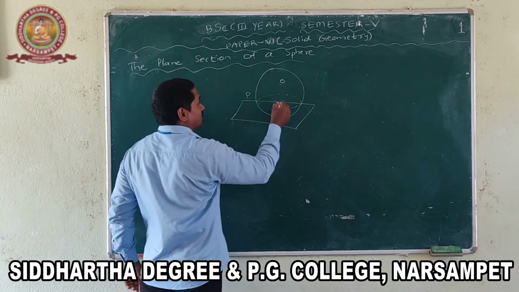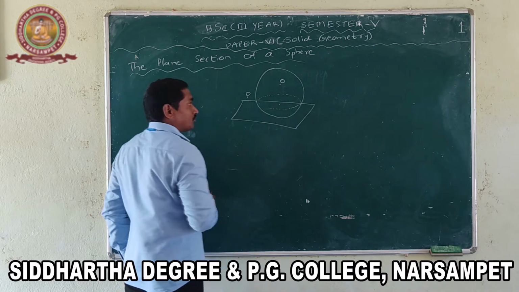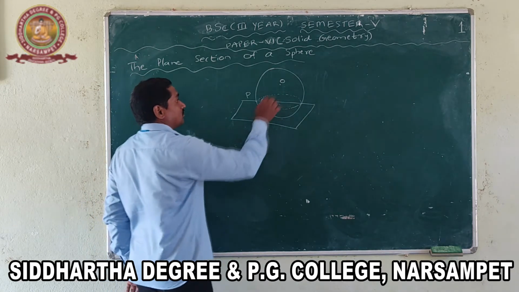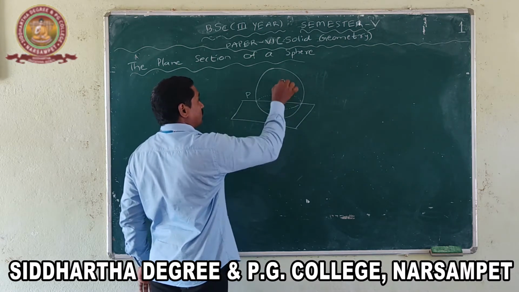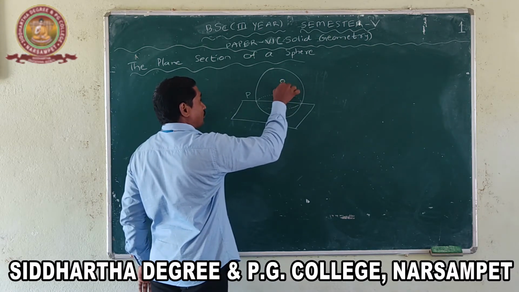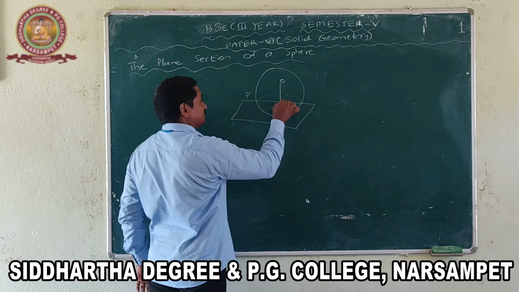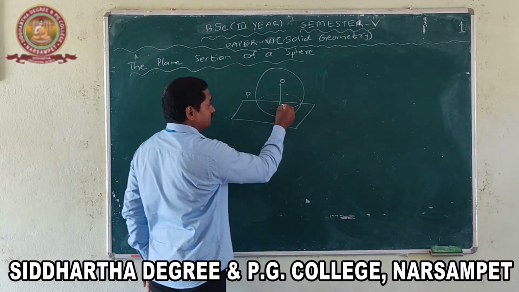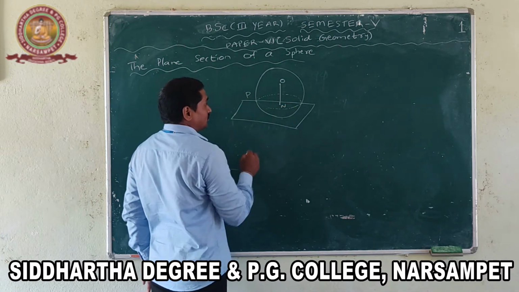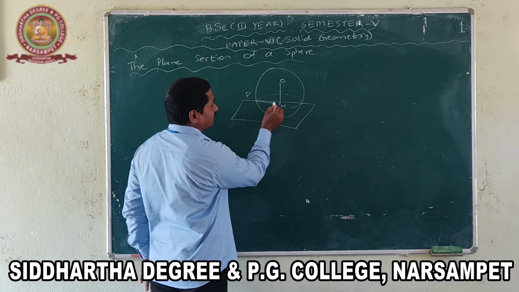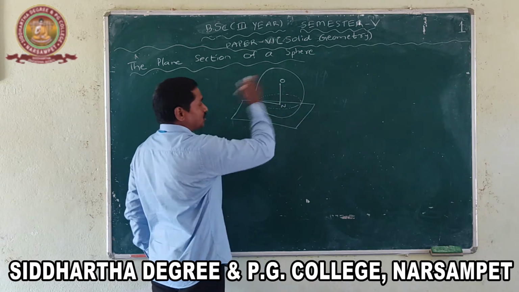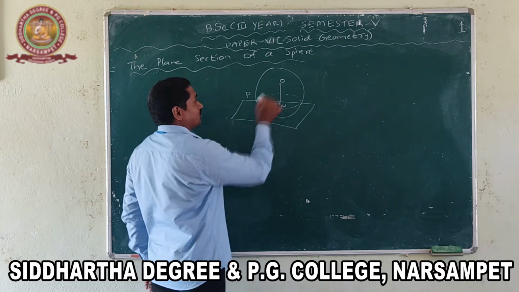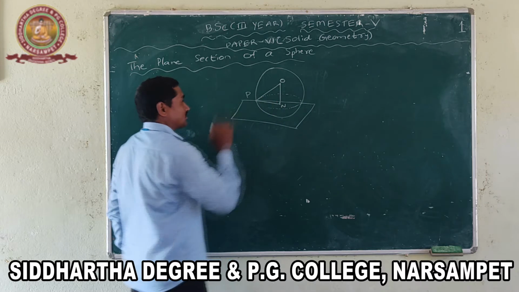Here, let ON be the perpendicular from the center of the sphere to the plane. NP is a line which lies on the plane section. Suppose we are joining these two.